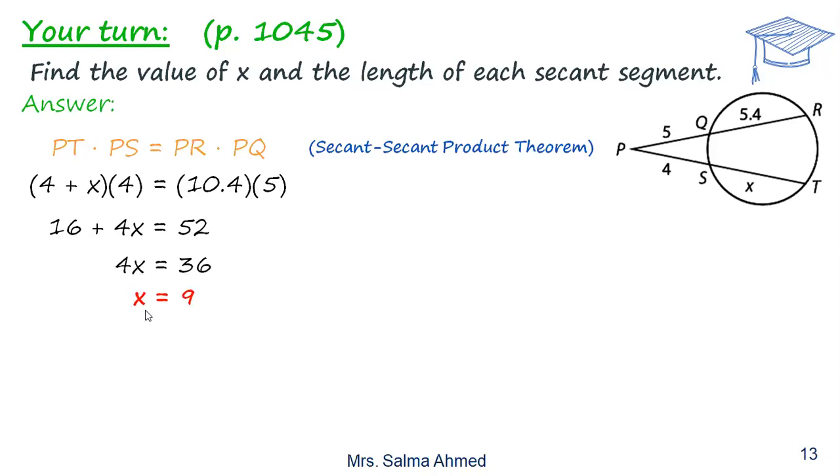After I get x, I can find PT, and it's very easy to get PR. So PT is adding 4 plus x, where x equals 9, so it will be 4 plus 9, gives me 13, and PR, which is 5 plus 5.4, gives me 10.4.